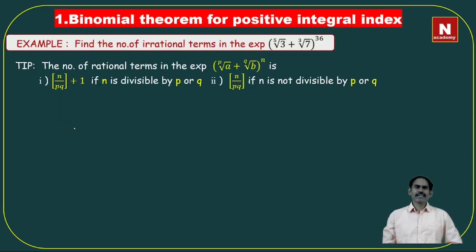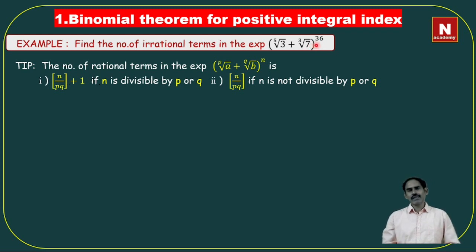Next, another important example. Find the number of irrational terms in the expansion of (fifth root 3 plus cube root 7) whole power 36. Asking here the number of irrational terms. Actually, the index is 36, so the total number of terms after expansion is 37 terms.